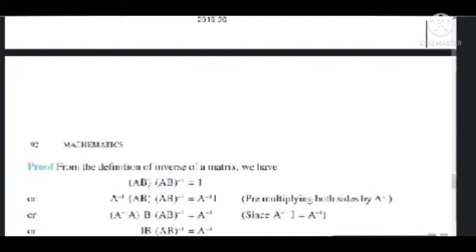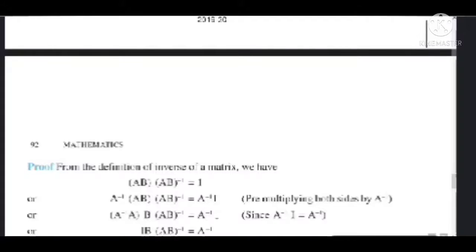Now you multiply both sides by A inverse. Here the 1 is the identity matrix, so A inverse of I you will get here. Now from this AB, we take A outside, that means A inverse A we take together and B will be extra. Here we are applying the associative law.